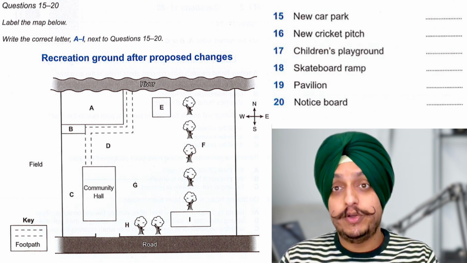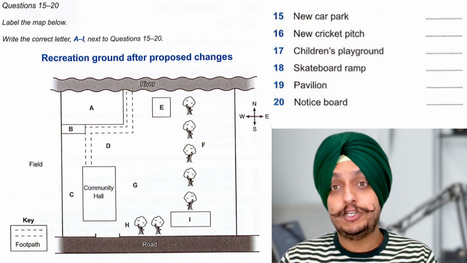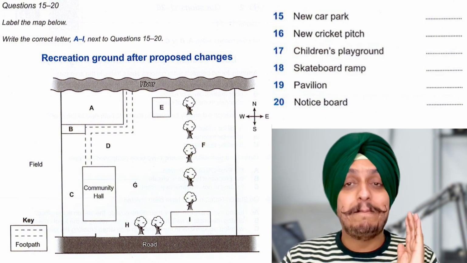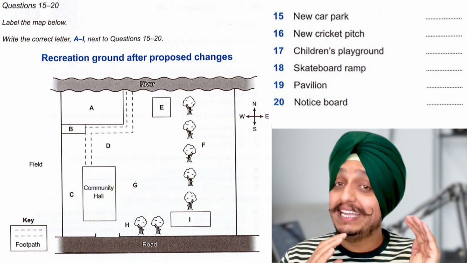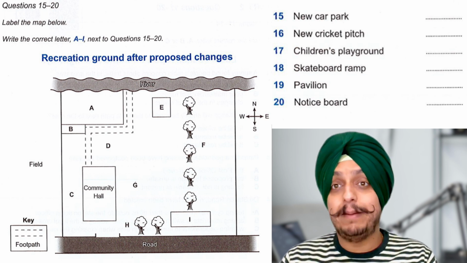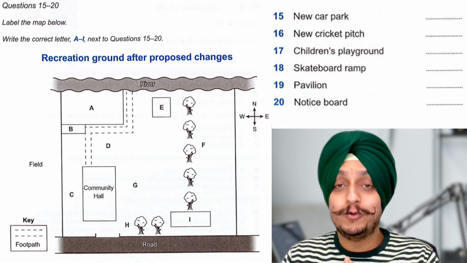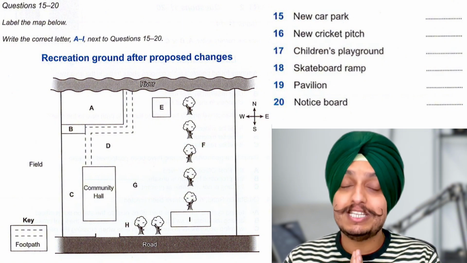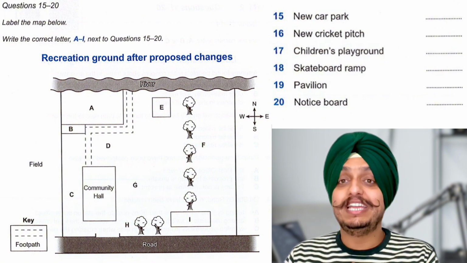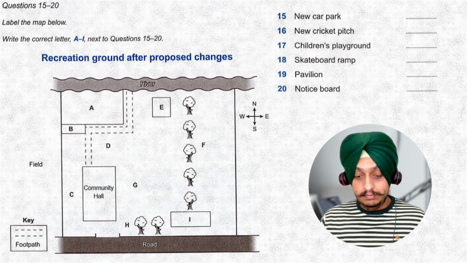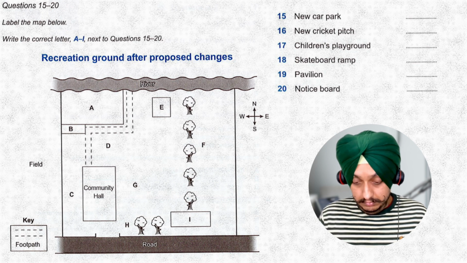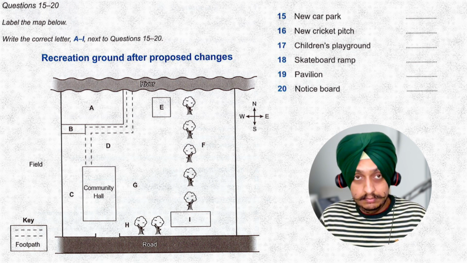Now I'll play the audio recording. Pay close attention to the information provided and mark the appropriate letters A to I on the map to answer the questions. You are more than welcome to post your answers in the comment section. So let's see how many you get right. Now listen and answer questions 15 to 20.